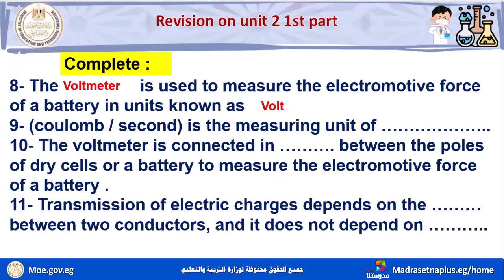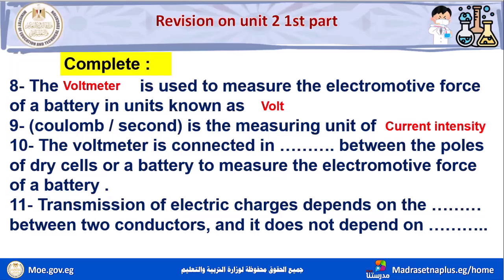Number 9, coulomb per second is the measuring unit of current intensity. Coulomb is the measuring unit of amount of charge, second the measuring unit of time, amount of charge divided by time equals current intensity, okay, equals ampere.